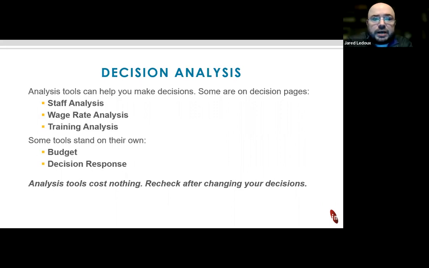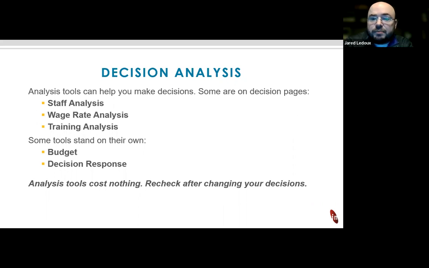With regard to decision analysis, analytical tools can help you make decisions. Some are on decisions such as staff analysis, which projects staffing needs. The wage rate analysis estimates the cost of wage increases. Training analysis calculates the minimum training required for new hires and promotions. And then some tools stand on their own.